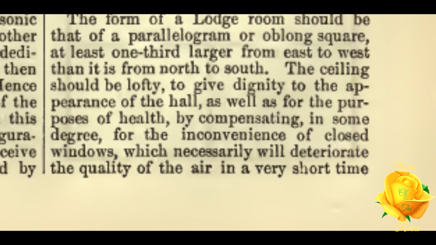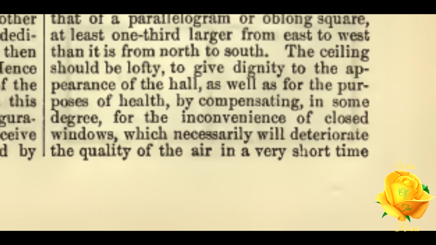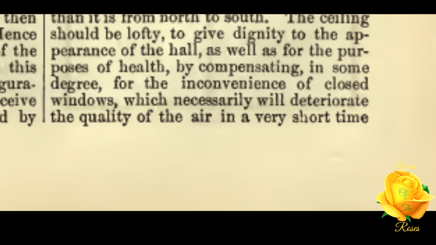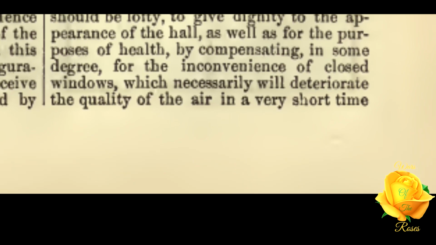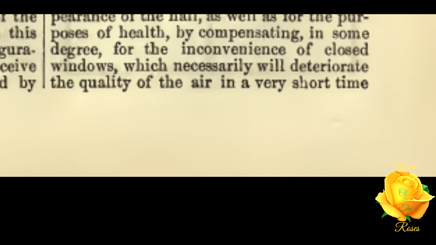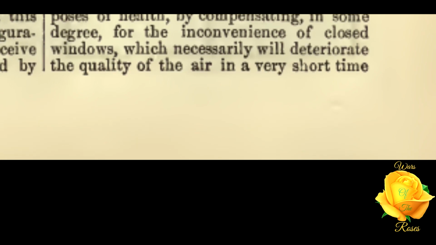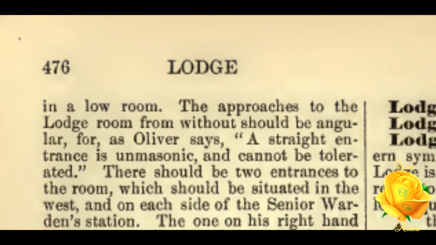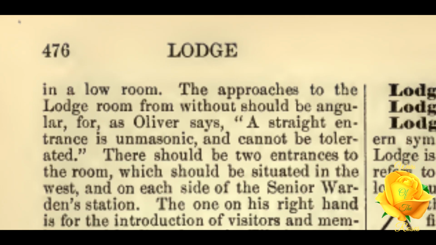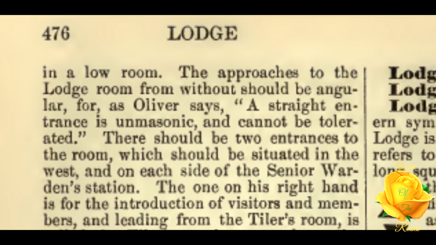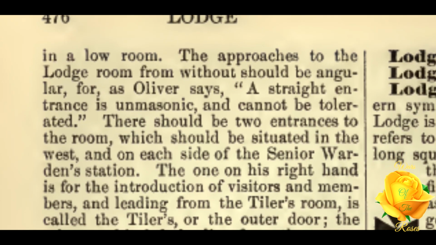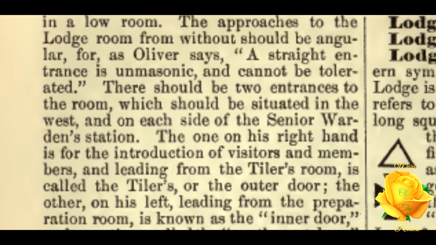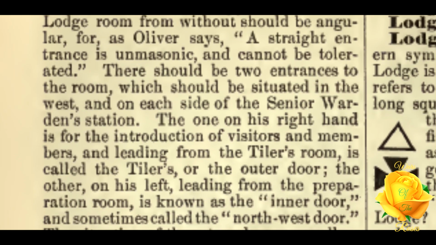The ceiling should be lofty to give dignity to the appearance of the hall as well as for the purposes of health, by compensating in some degree for the inconvenience of closed windows, which necessarily will deteriorate the quality of the air in a very short time in a low room. The approaches to the lodge room from without should be angular, for, as Oliver says, a straight entrance is un-Masonic and cannot be tolerated. There should be 2 entrances to the room, which should be situated in the west and on each side of the senior warden's station.